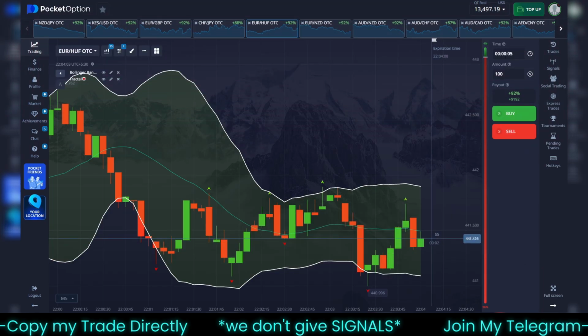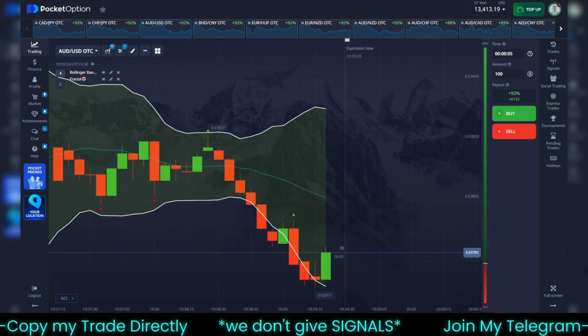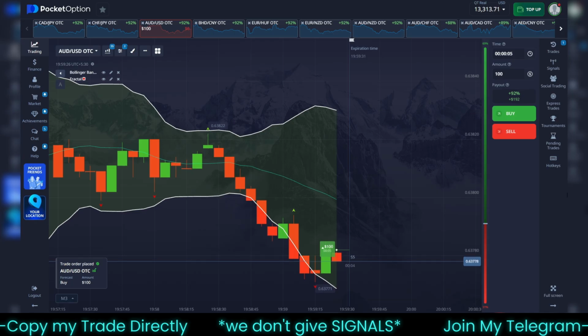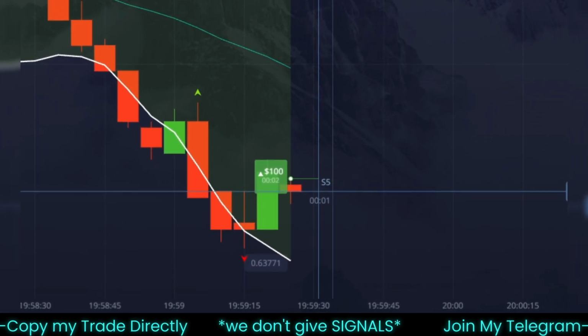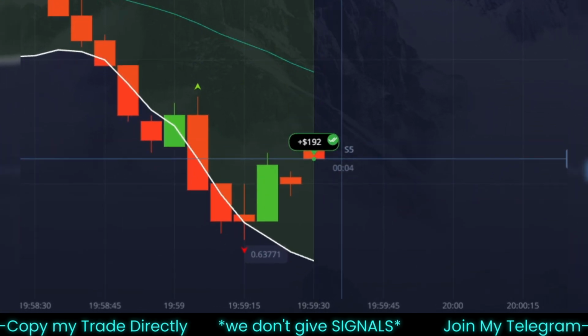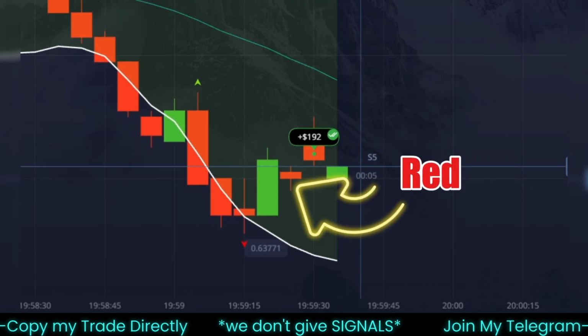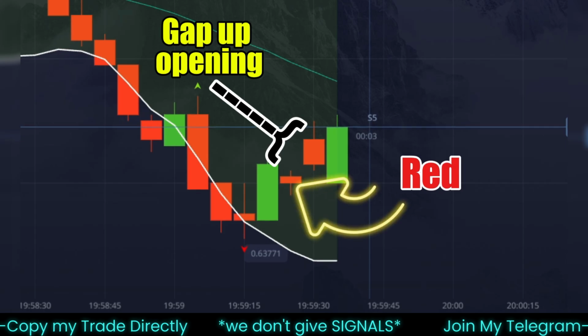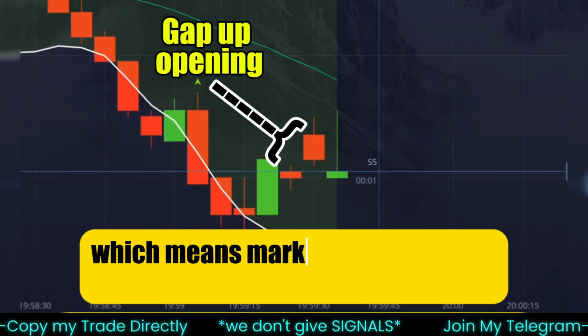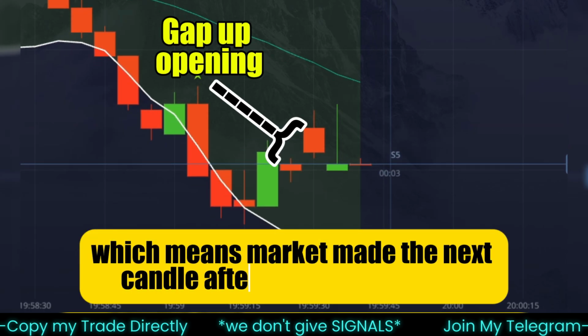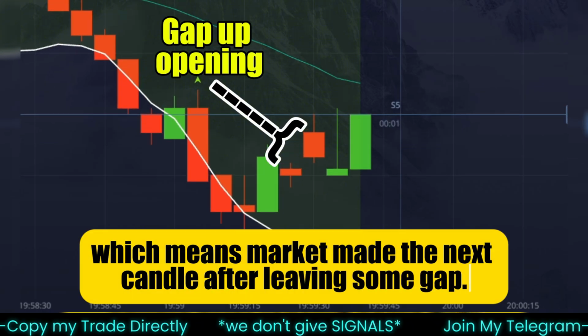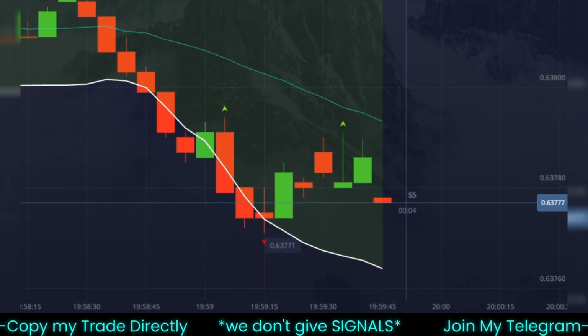Now let's move forward to another situation and another setup. Here I am not taking martingale entries as per the money management. I marked an upward setup here, and the setup followed through as expected. The candle was red, but you can see this is a gap up opening, which means the market made the next candle after leaving some gap. So that's why our setup closed in positive.